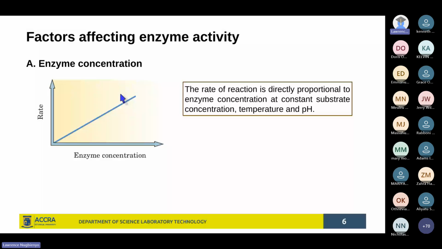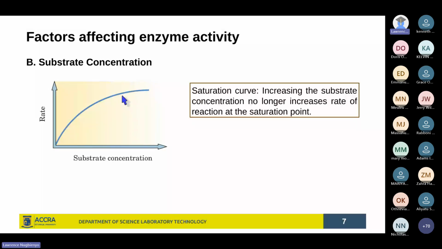The second factor is the substrate concentration. So we learned already, the substrate is the compound on which the enzyme is acting. So we see in this case, the rate of the reaction increases up to a point where a steady state is reached.